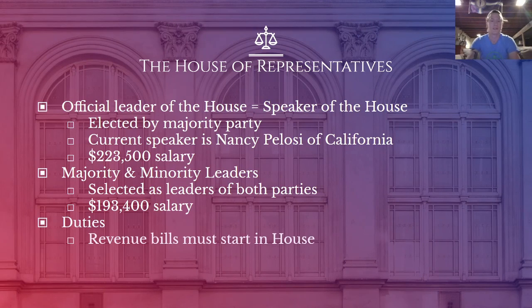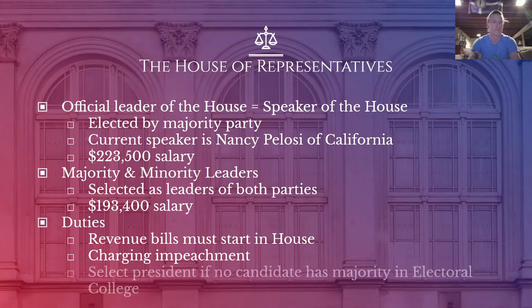The duties, revenue bills. This is going to be big. This is where the taxation with representation, right? This is representation based on population, where taxing is supposed to be. This is where the representation comes from. So tax bills must start in the House. Charging impeachment. So if they think someone that is in the executive branch is not following protocol, they can charge it with impeachment. And if no candidate has a majority in the Electoral College, the House of Representatives will select the president.